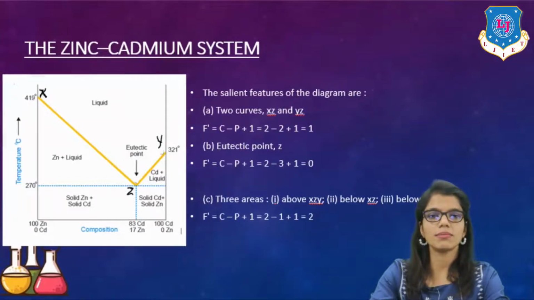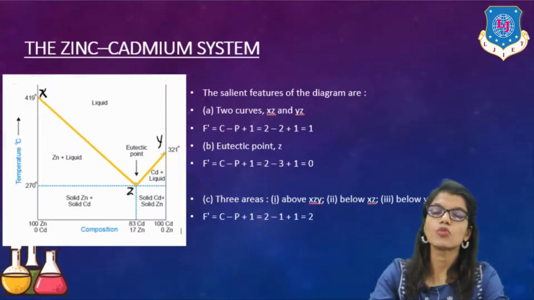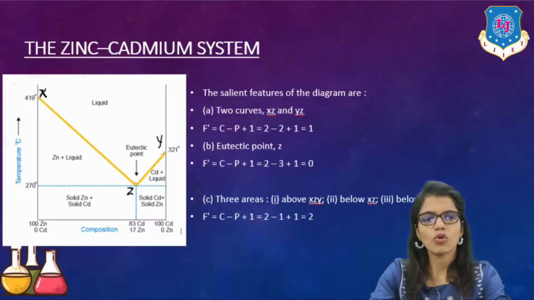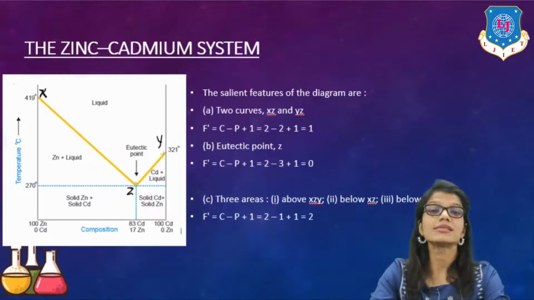Here, as in the image, you can see that at 270 degrees Celsius, when the composition is 83% of cadmium while 17% of zinc is there, at that particular point Z, the eutectic point occurs, and there both the metals start to combine with each other. After that moment, they will combine with each other. Here 419 degrees is the melting point of zinc, while 321 degrees is the melting point of cadmium.